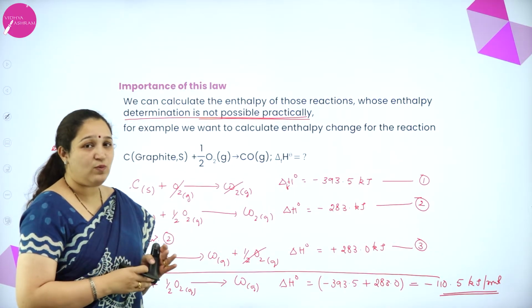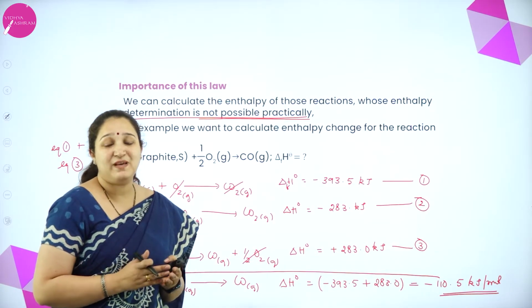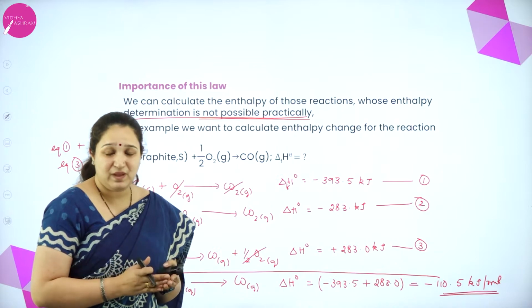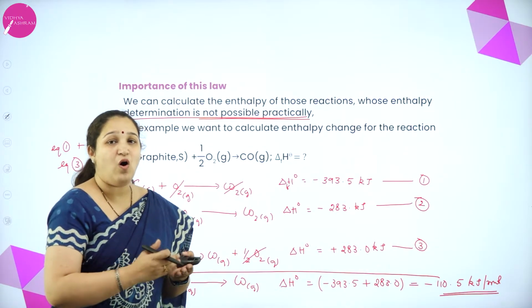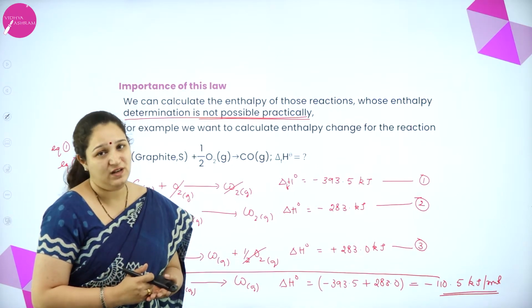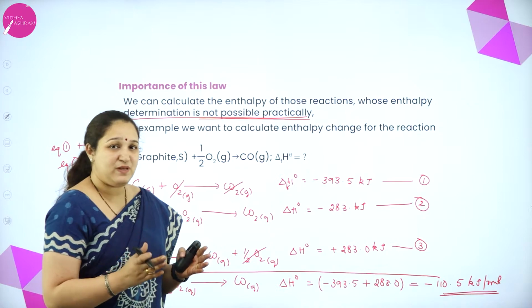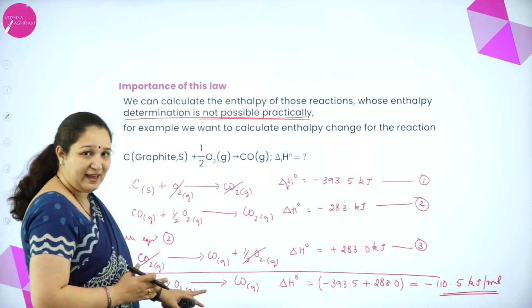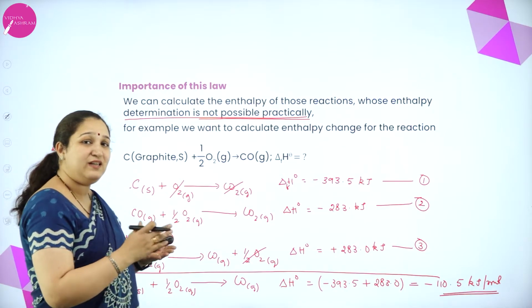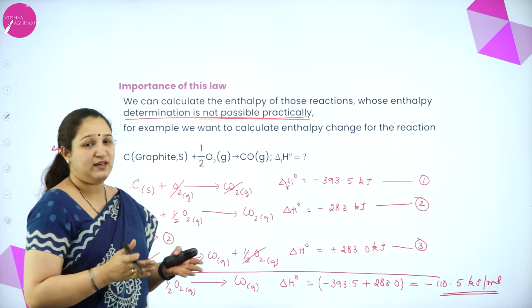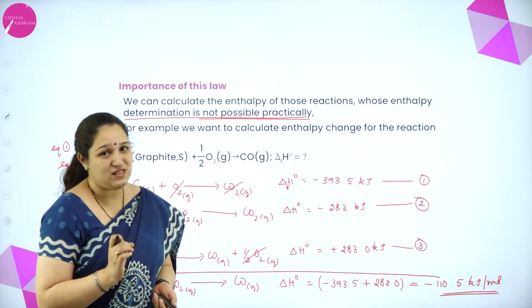So Hess's law, what does it tell? I'll repeat once again. The enthalpy change is the same if the reaction is taking place in a single step or in several steps. Or I can tell the standard enthalpies of the overall reaction I can get by adding the standard enthalpies of the intermediate reactions, provided it takes place at the same temperature. Okay. So this is Hess's law.